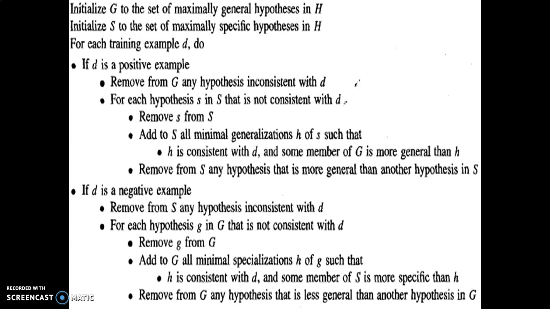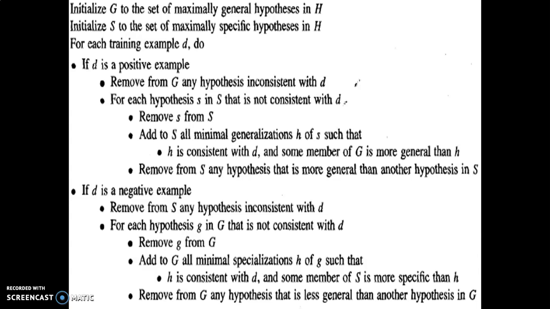Then we will add to S all minimal generalizations H of S such that H is consistent with D and some member of G is more general than H. Then we will remove from S any hypothesis that is more general than another hypothesis in S. We will consider the example, then only we will understand this. So this is for a positive example.